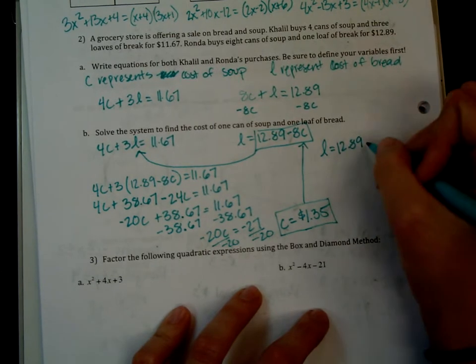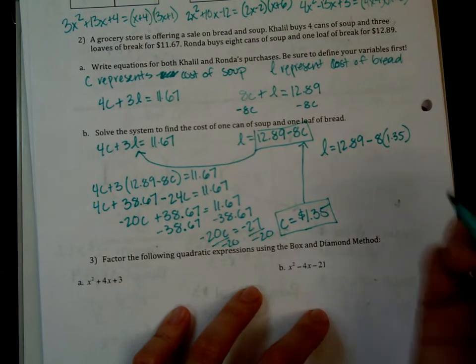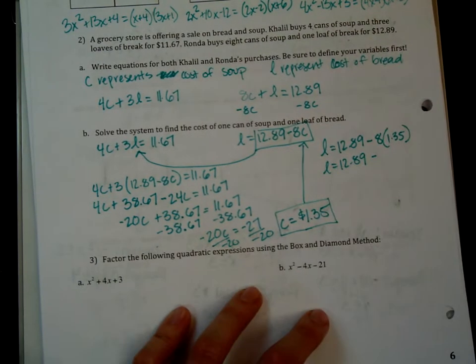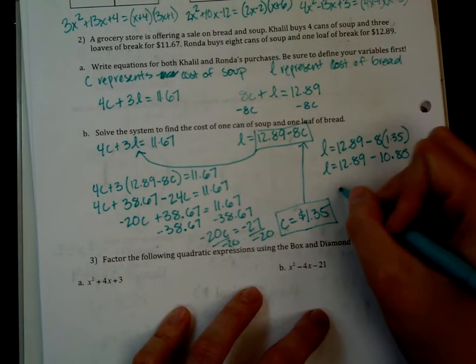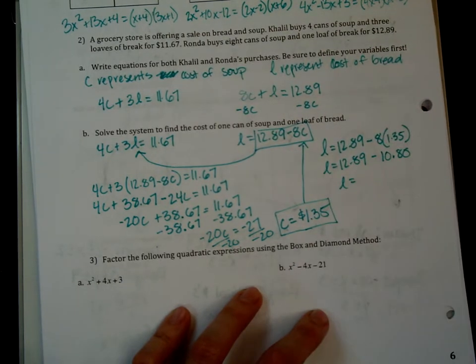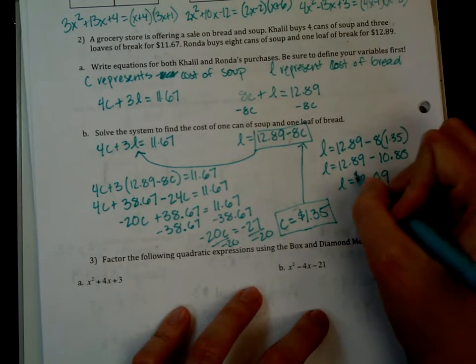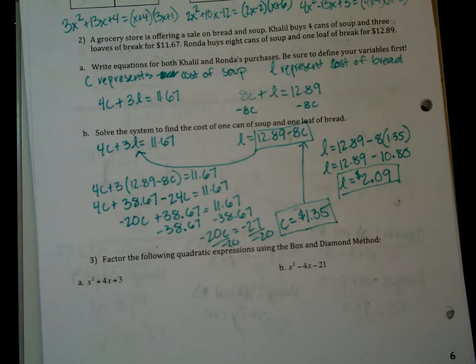which is $12.89 minus 8 times 1.35, which is $10.80. $2.09. So the loaf of bread costs $2.09.